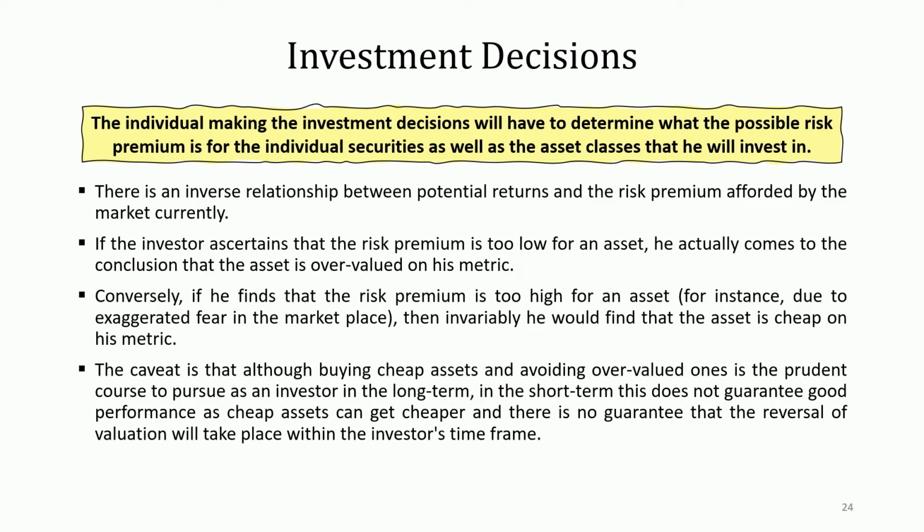There is an inverse relationship between potential returns and the risk premium afforded by the market currently. If the investor ascertains that the risk premium is too low for an asset, he actually comes to the conclusion that the asset is overvalued on his metric. Conversely, if he finds that the risk premium is too high for an asset, for instance, due to exaggerated fear in the marketplace, then invariably he would find that the asset is cheap on his metric.